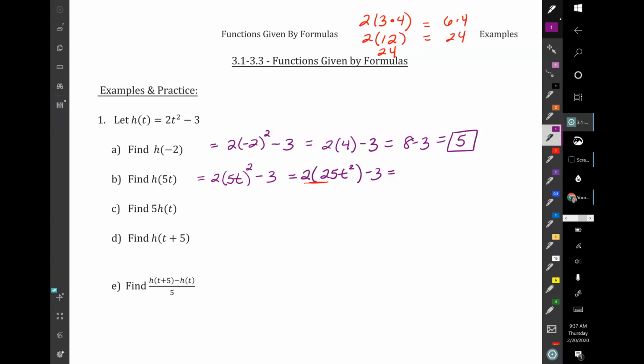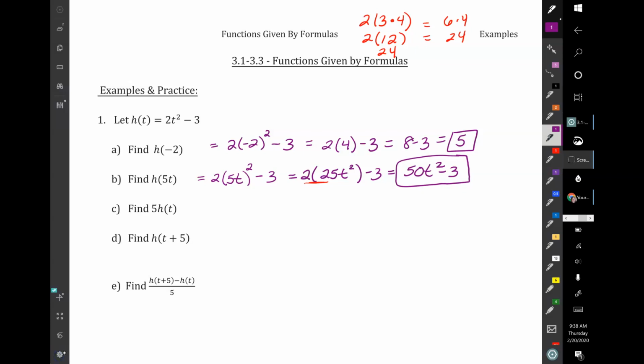So we're going to have 50t squared minus 3. Now we have no like terms, so don't try to combine something or simplify more when you can't. But you do want to simplify as much as possible when you're asked. Or even if you're not, just go ahead and do that. You can ask if it's on a quiz or a test. I try to make a note for that, but if you're not sure, of course, ask.